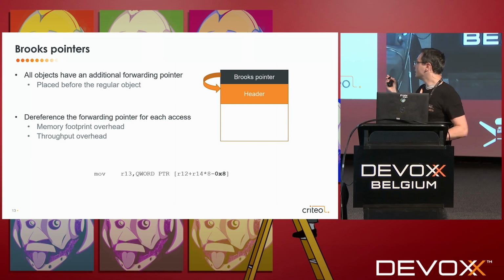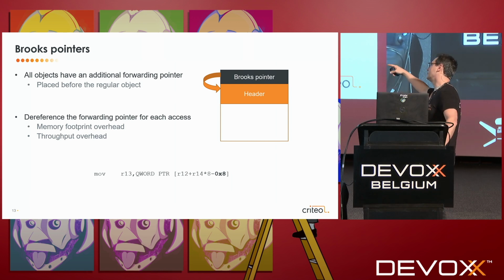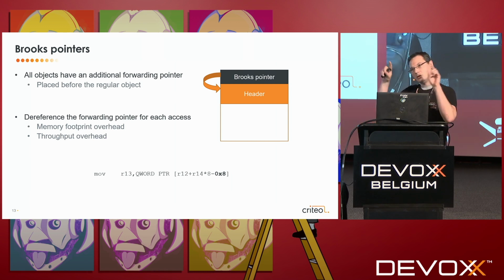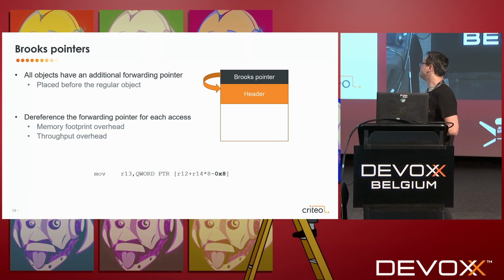That's the kind of read barrier that is emitted by the JIT. So each time, the address of this object is here in the R12 plus R14 times 8, and then we go to the Brooks pointer by subtracting 8 bytes from the address to get to the pointer, and we have the square brackets to dereference and to get into the R13 register the real address of the object.